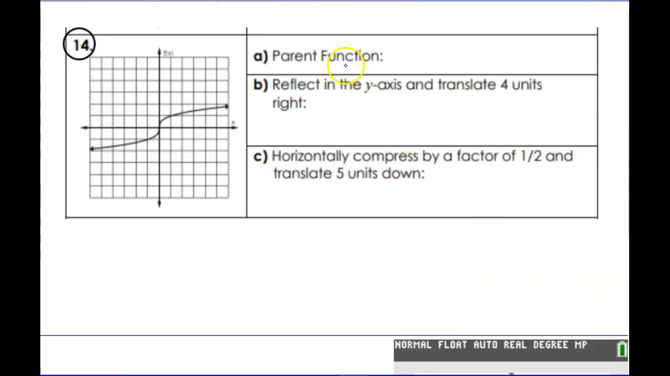All right, number 14. Anybody know who the parent is here? Who's his daddy, huh? Anybody? If you look back, I don't know, it was actually in our parent functions. It might have been. It's on page 8B. It is a cube root.